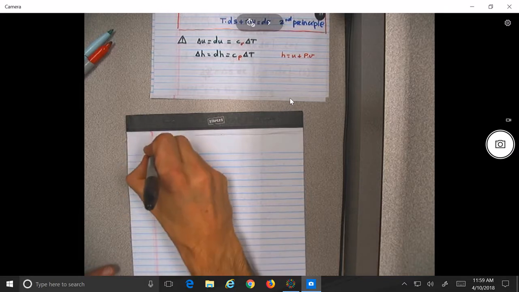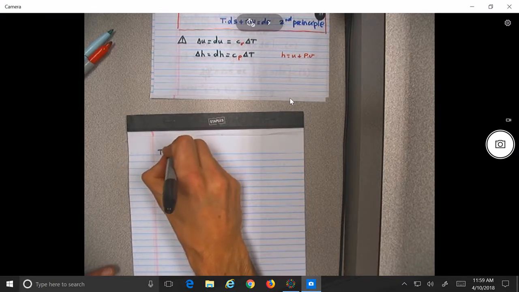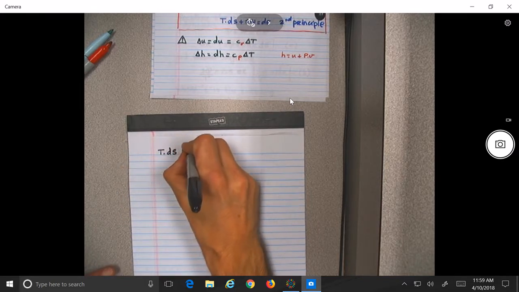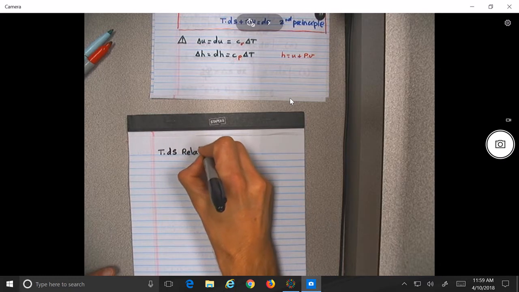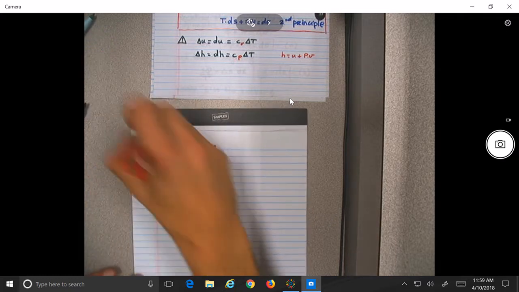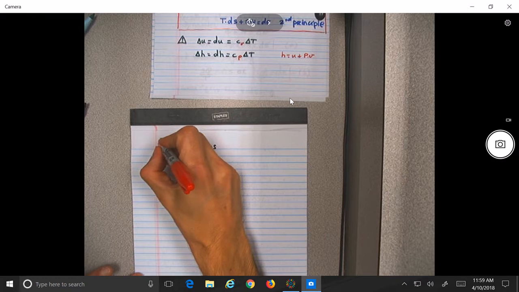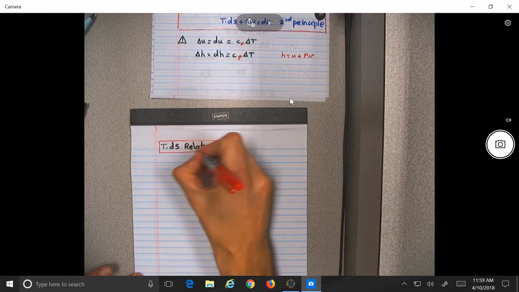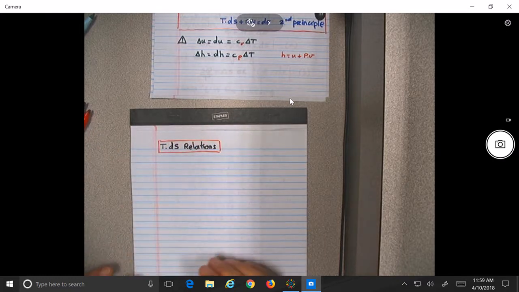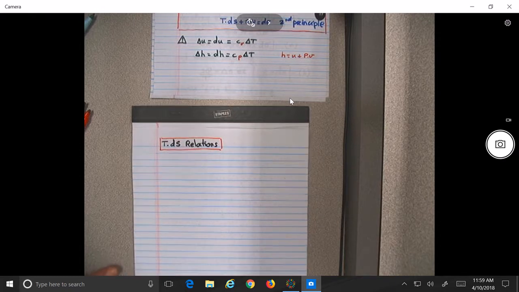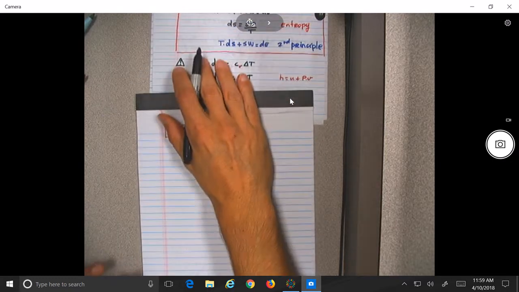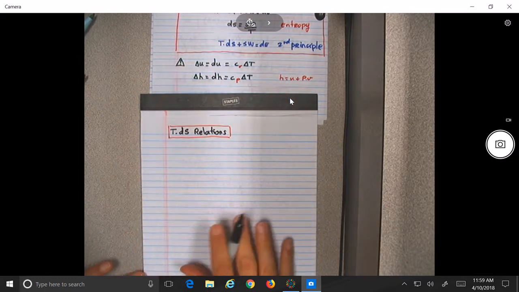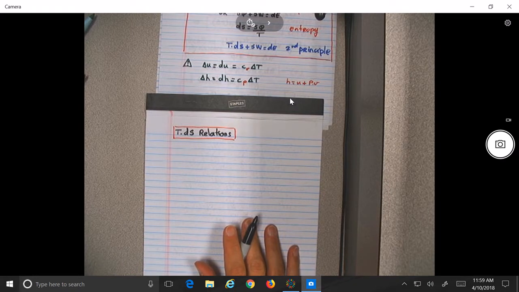Okay, so now we're going to do the TdS relations. If you understand these derivations and know how to do them, you are in good shape for this chapter, because really everything comes from this TdS relation. You need sometimes to modify them a little bit, but that's what they are.